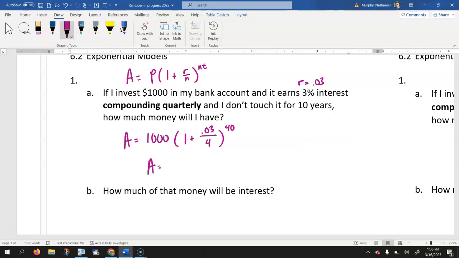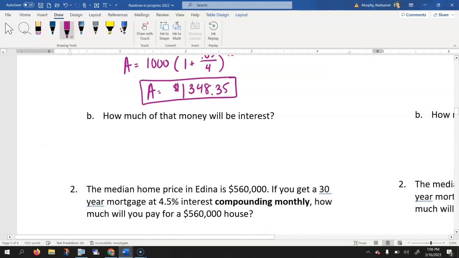All right, so when you do that on your calculator, we get, rounded to the nearest penny, $1,348.35. That is how much it would be worth after 10 years. And again, that's without touching it, so that's just a bunch of free money. And how much free money is it? Well, we call that interest.